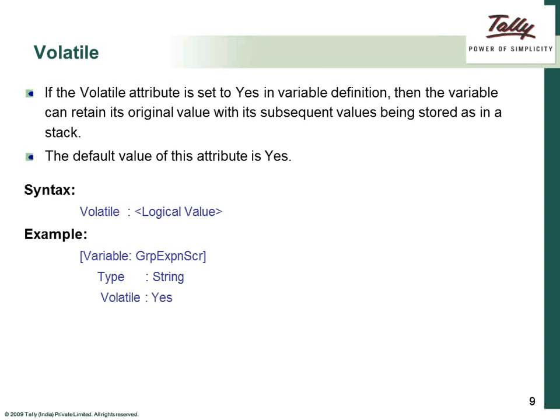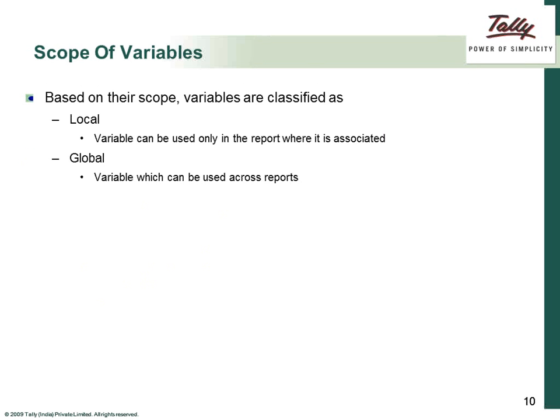Right. Then there is the scope of a variable, classifications of the behavior of the variable. One is local, one is global. When a variable is associated to a particular report, then it's a local variable. And when a variable is mentioned under system variable, it becomes a global variable.